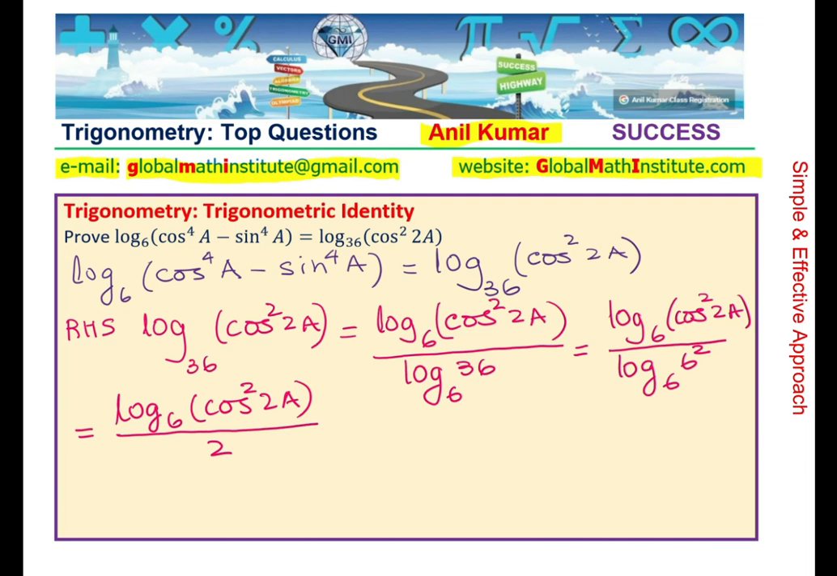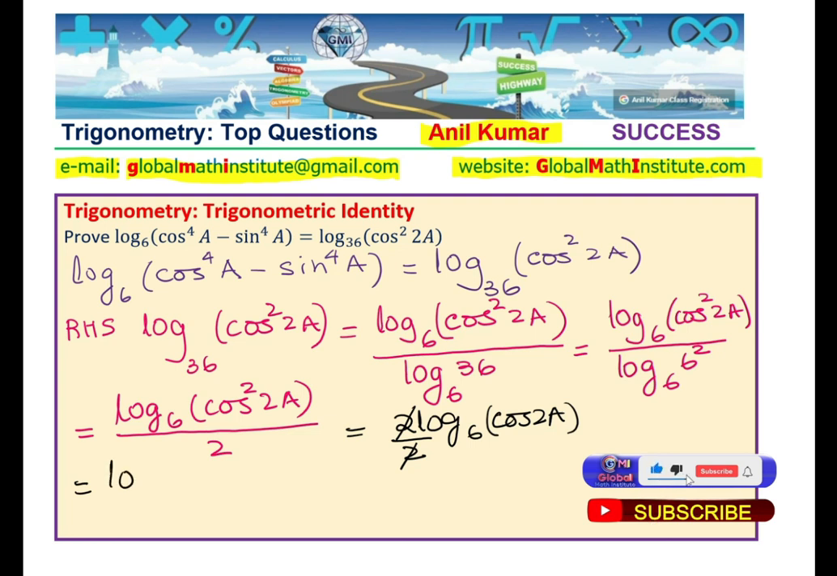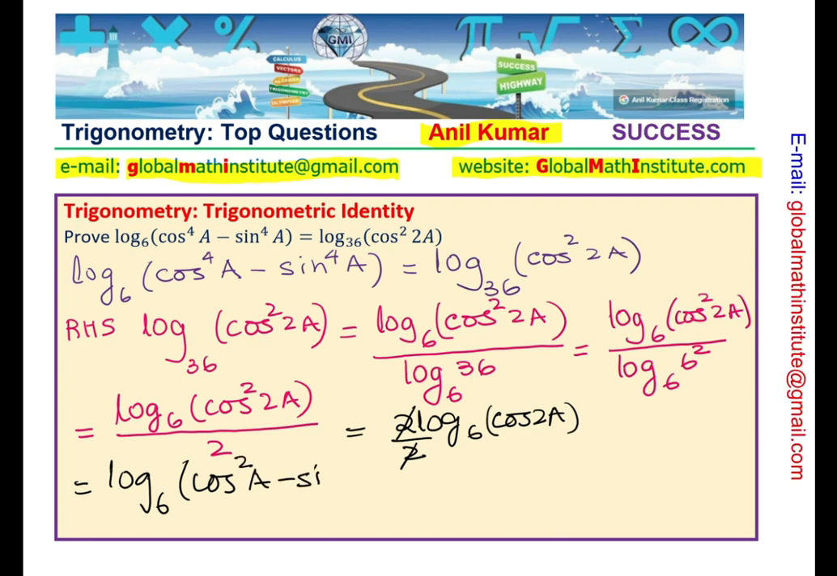Now continuing further, log of cos square 2a basically is 2 times log to the base 6 of cos 2a, correct? And we have divided by 2, so these 2 cancel. So we have the same base. Cos 2a, as you know, is equal to what? We have log to the base 6 of cos square a minus sine square a, correct? But we need cos to the power of 4a minus sine to the power of 4a.